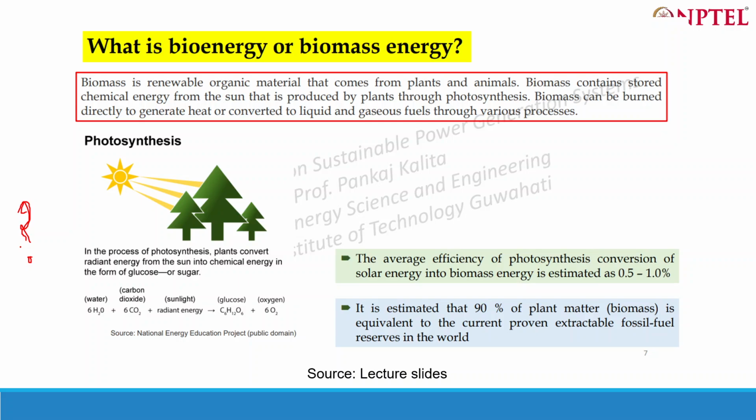In the process of photosynthesis, the plant converts radiant energy. So this is the reaction. It actually fixes the carbon dioxide in the atmosphere to some form like glucose, and then as a byproduct, oxygen is generated. So if we see the average efficiency of conversion of solar energy to biomass energy, plants basically have an efficiency of 0.5 to 1%. So this is very, very low efficiency. Like if they are consuming a lot of solar energy, then a very small amount, less than 1%, is getting converted to biomass energy.